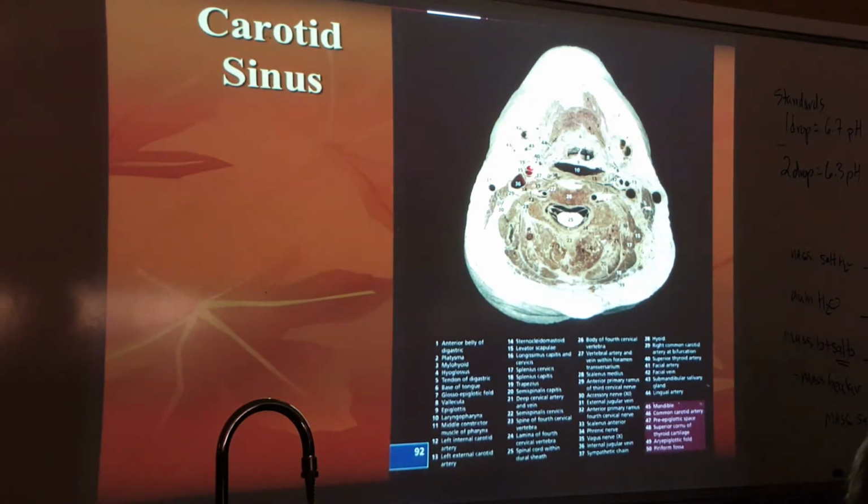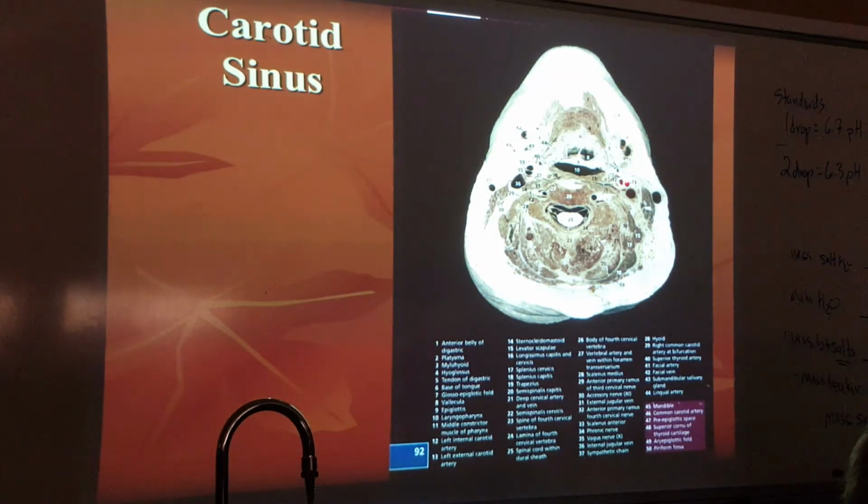The external carotid artery has 7 branches that feed the facial region. The internal carotid artery proceeds posteriorly, unbranched, up through the carotid canal into the cranium and provides 1/3 of the blood supply for the brain. Here's the right internal and external carotid artery that has just passed its bifurcation.